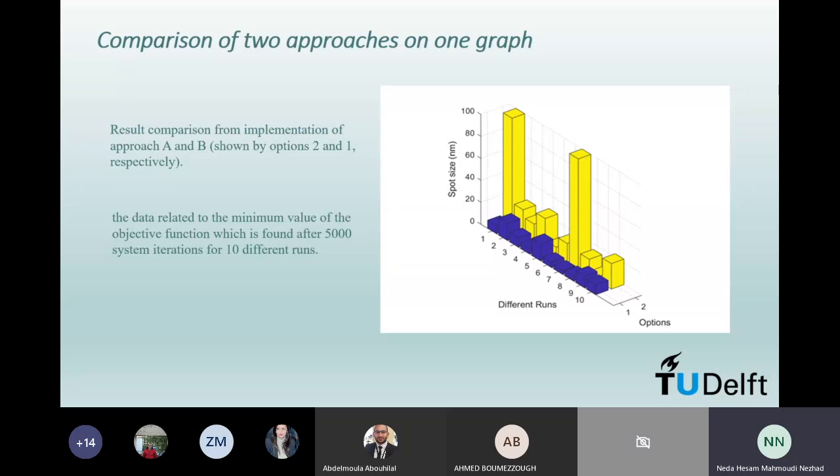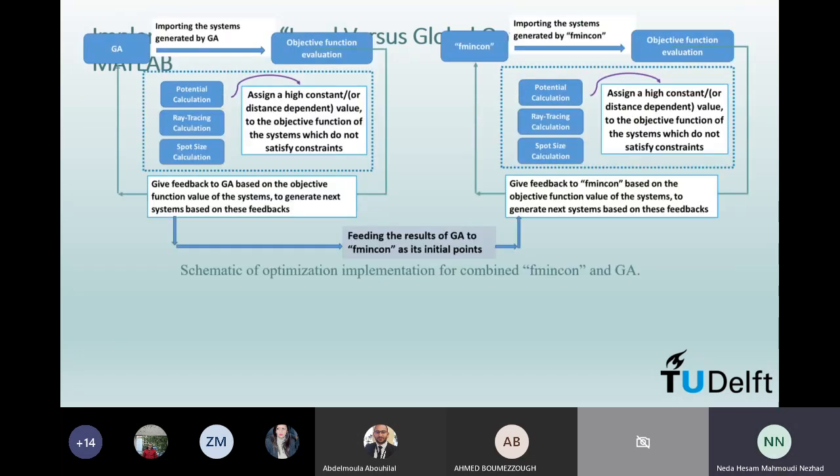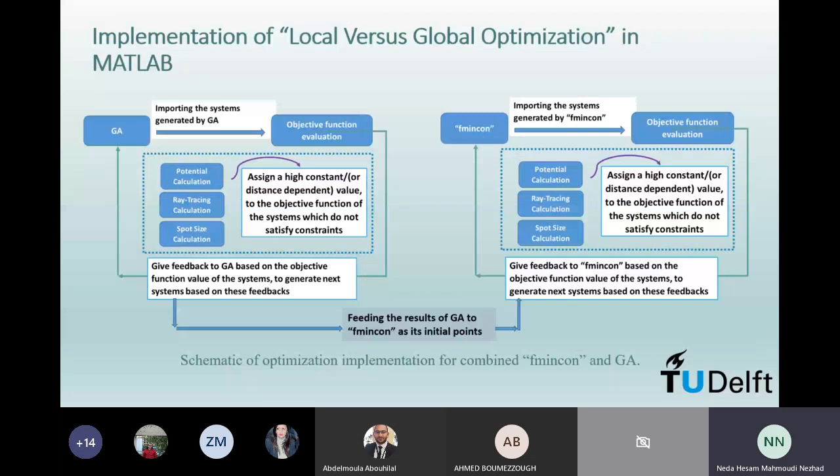So in total, it is clear from the figure that approach B could on average find a much better system. It can also be concluded that using a value depending on the distance from the border of the constraint, like approach B, helps the optimization get better results. Therefore, approach B is taken as the constraint implementation approach for our problem. Now, having selected the constraint implementation method, we can apply it in GA and afterwards in fmincon.